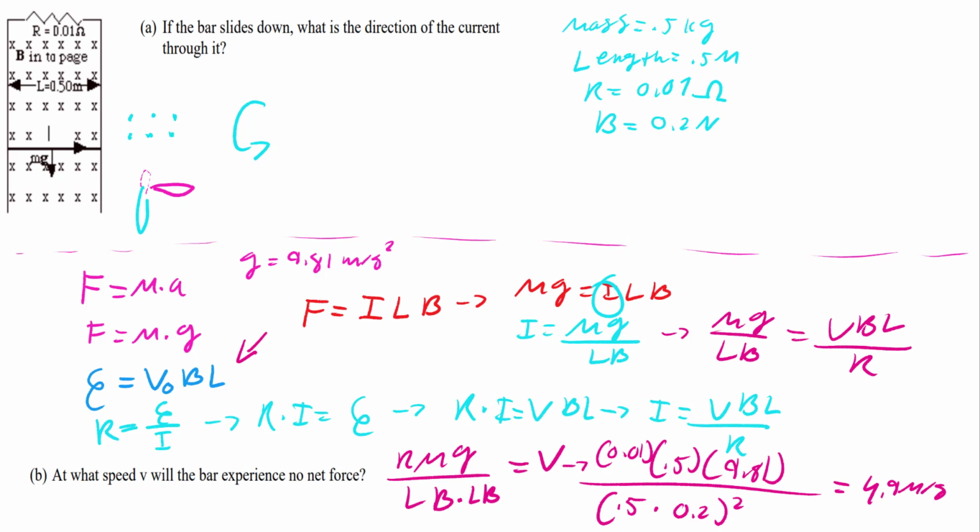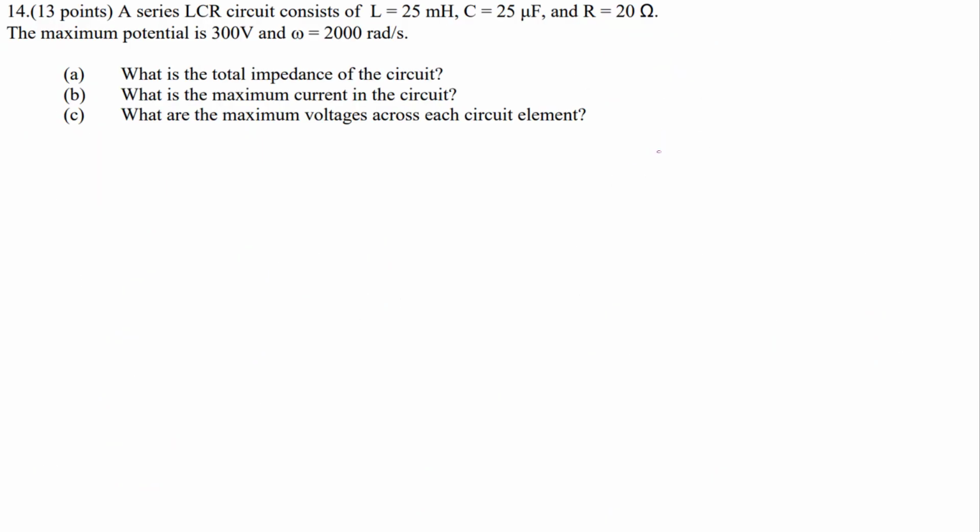We are now dealing with an LCR circuit, and it gives us that the inductance is 25 millihenries, the capacitance is 25 microfarads, and the resistance is going to be 20 ohms. The maximum potential is 300 volts, and the angular velocity is just going to be 2,000 radians per second. Right? What is the total impedance of the circuit?